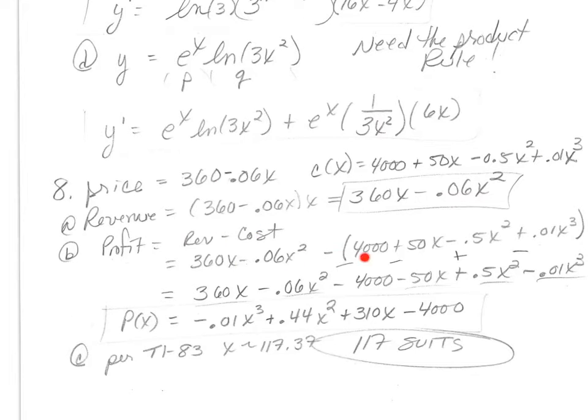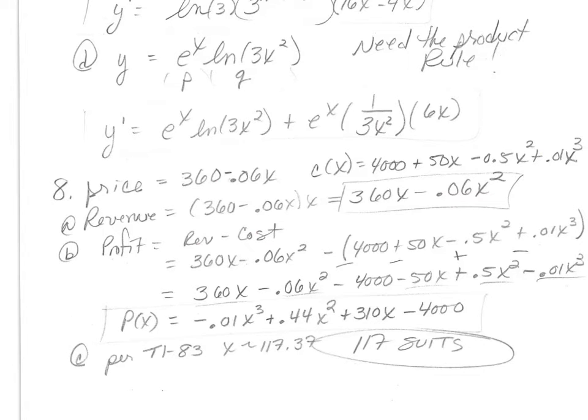Profit's revenue minus cost. Don't forget to distribute that negative sign. And then once you do that, you get this guy for profit. The last one, C, how many suits must be sold to maximize profit. And you use your calculator.